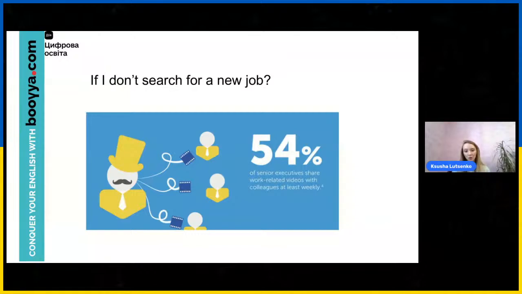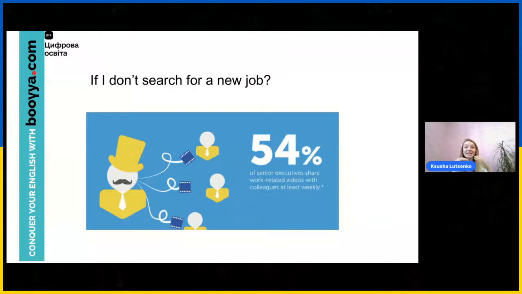And that's because, here's the statistics, 54% of senior executives or people who are real experts in different fields share work-related videos or content with colleagues at least weekly, which means that it's very important to follow them and to keep track of what they're posting in order to boost your skills, in order to become a better professional and a real expert in your field.